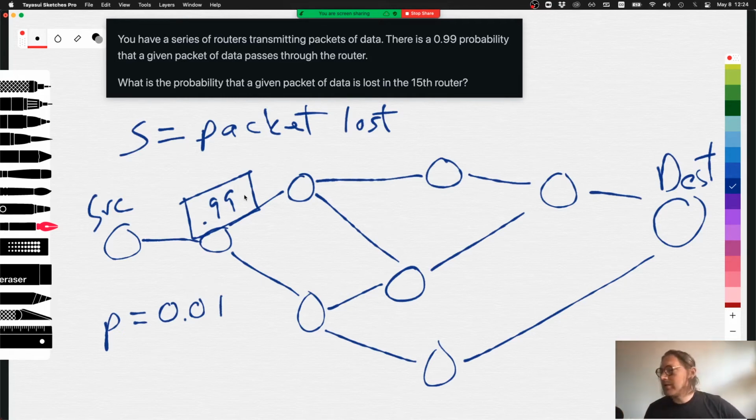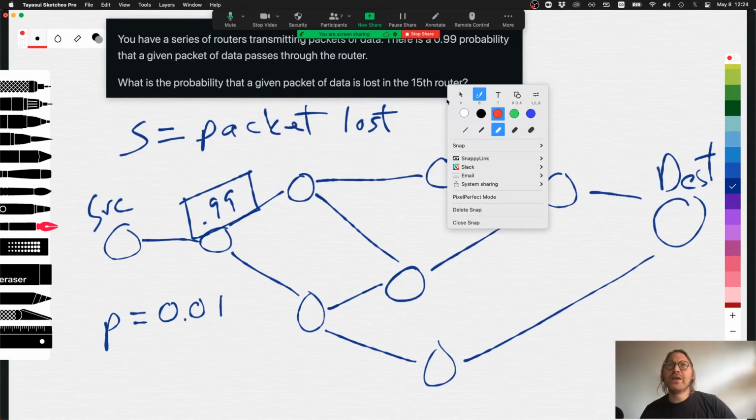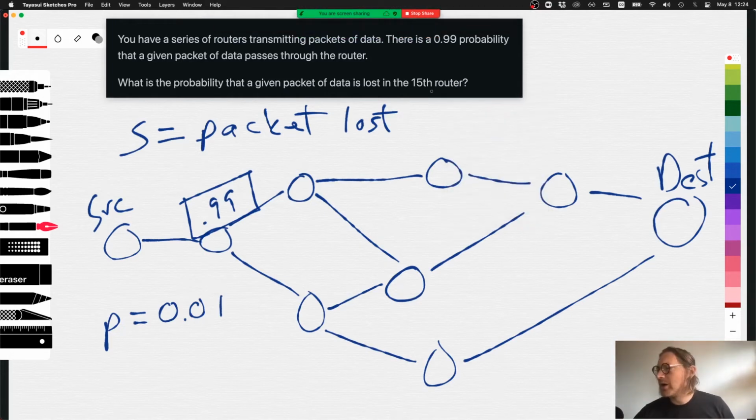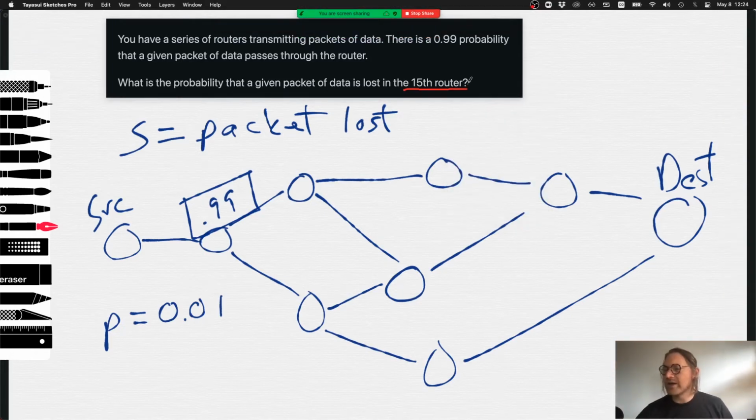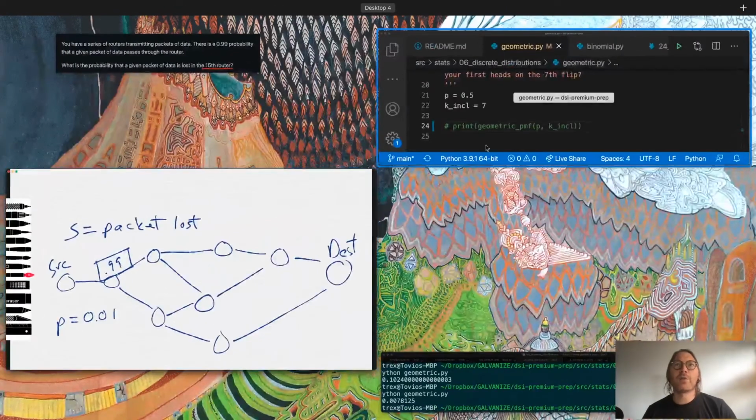And then the other part of this is very simple. The packet of data being lost in the 15th router, right? Maybe the router has too many packets, it overflows, and it drops the extras, which is something routers do.